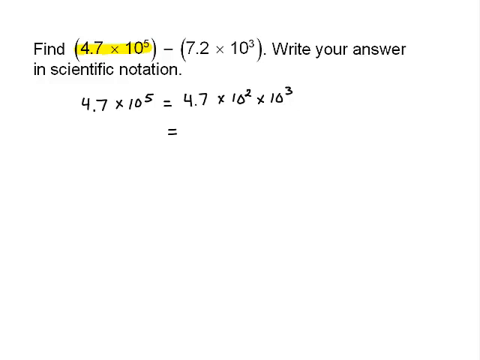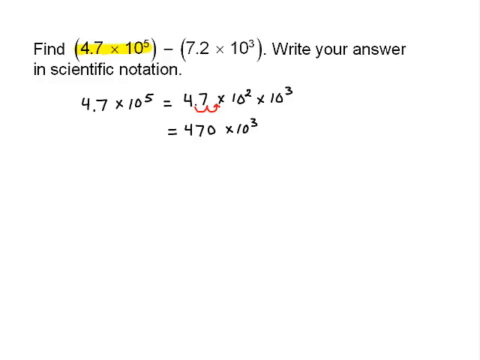Now we need to write 4 and 7/10 times 10 to the 2nd in standard form. We need to move the decimal point 2 places to the right. Now we have 470 times 10 to the 3rd. Now that both numbers have the same power of 10, we can begin to solve the problem.